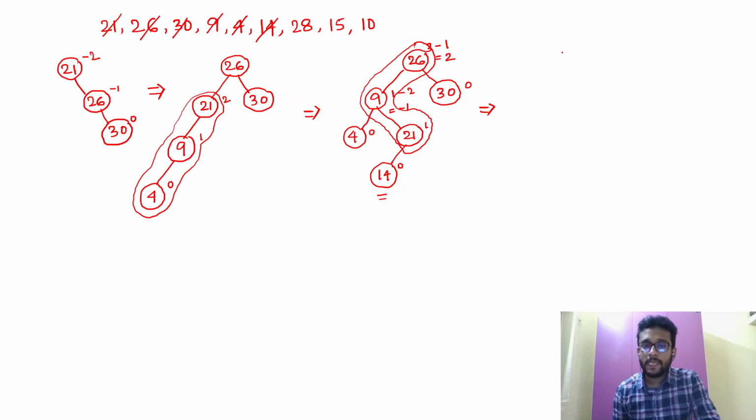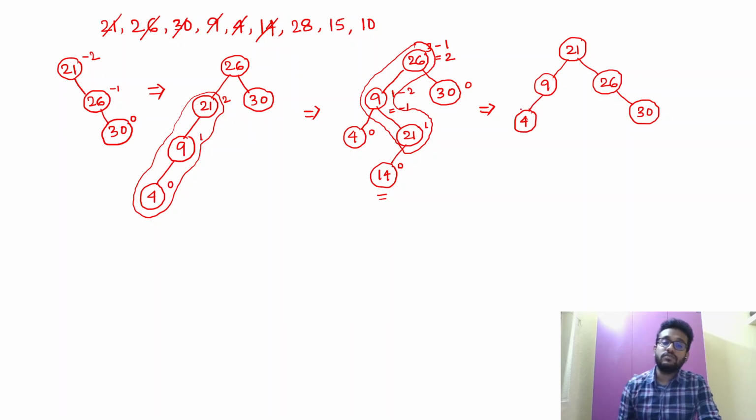It's very simple. 21 will go to the root, 9 will go to the left, 26 will come to the right, 30 will go to the right. And then on the left-hand side it will come to the 4.